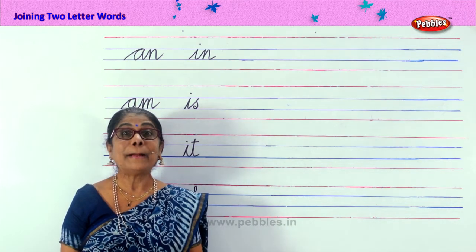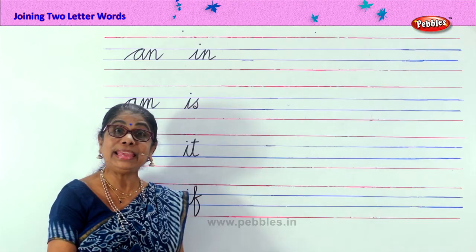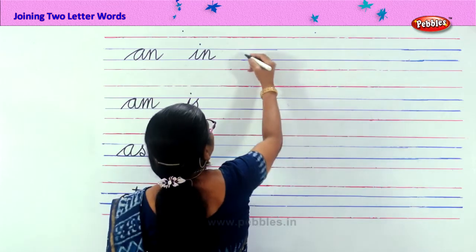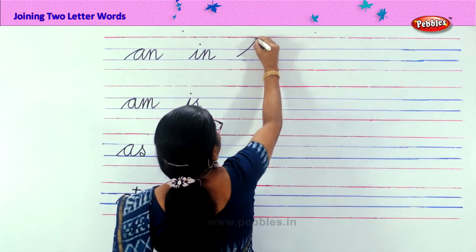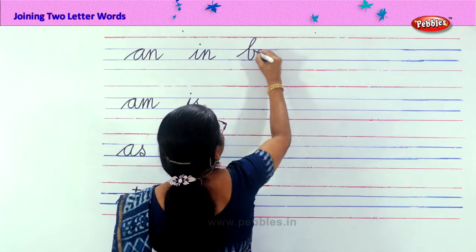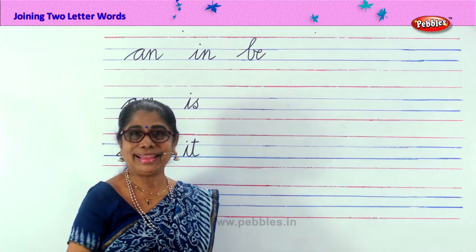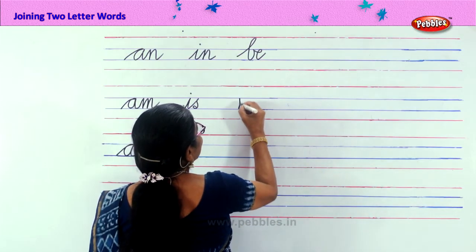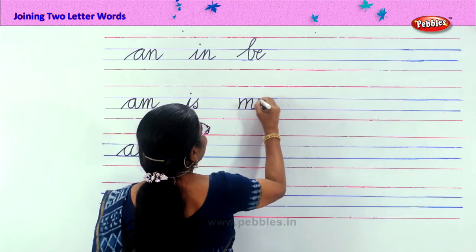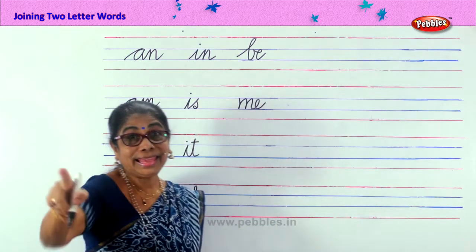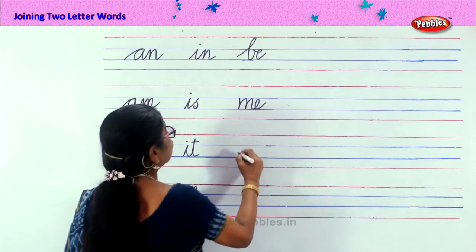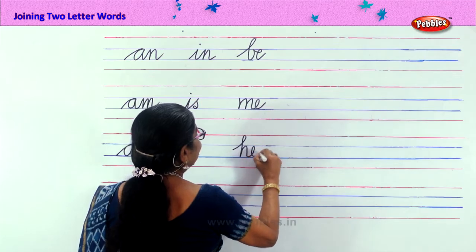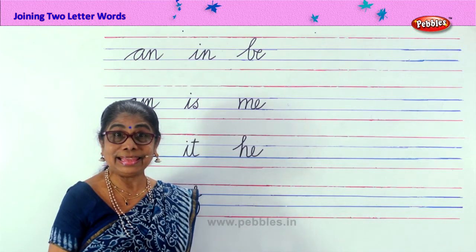Good. Next, let's write E, B, E, B. How do you write small letter B? Look. B. Me. M, small m. M, E, me. He. H, E, he.